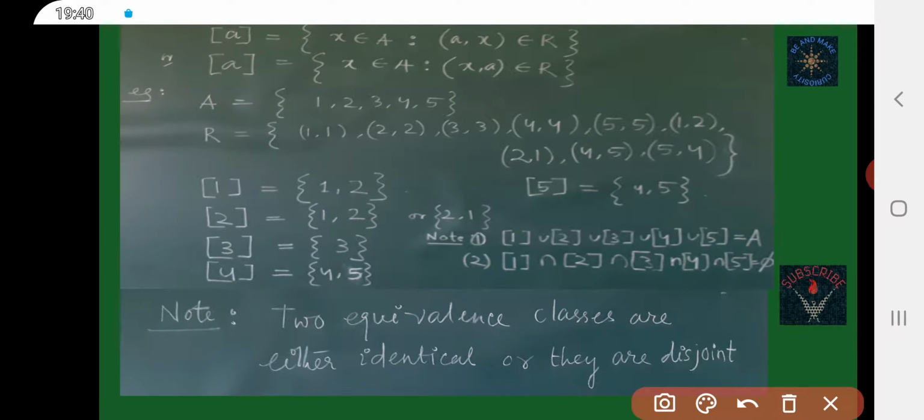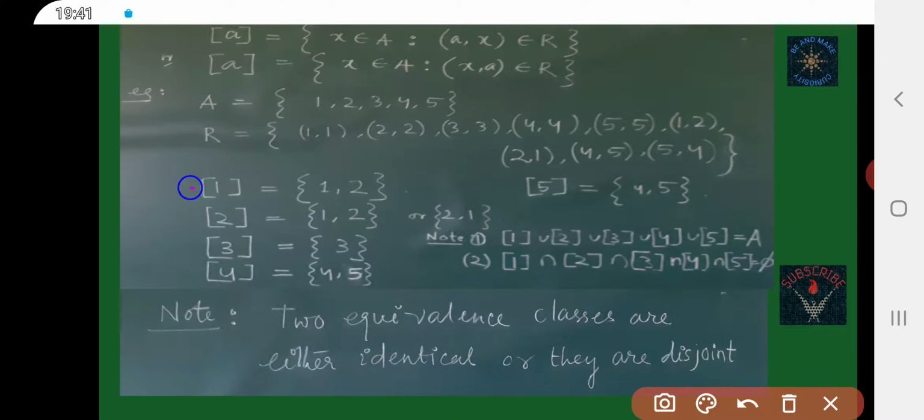Okay, or you can take the union of all equivalence classes, which is your A set. And the intersection of all equivalence classes is your phi. So you note here, two equivalence classes are either identical or they are disjoint.